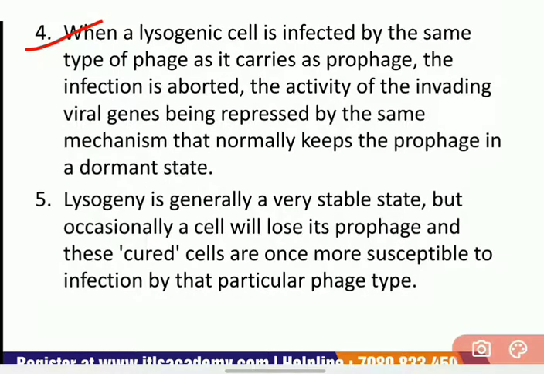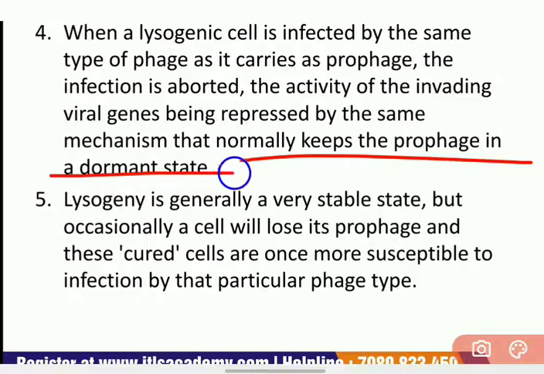Fourth point is when a lysogenic cell is infected by the same type of phage as it carries as prophage, the infection is aborted. The activity of the invading viral genes is repressed by the same mechanism that normally keeps the prophage in a dormant state.